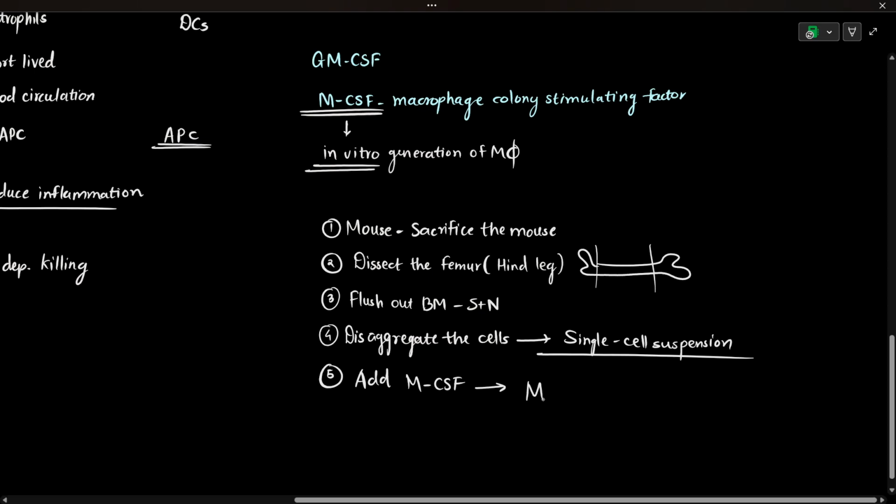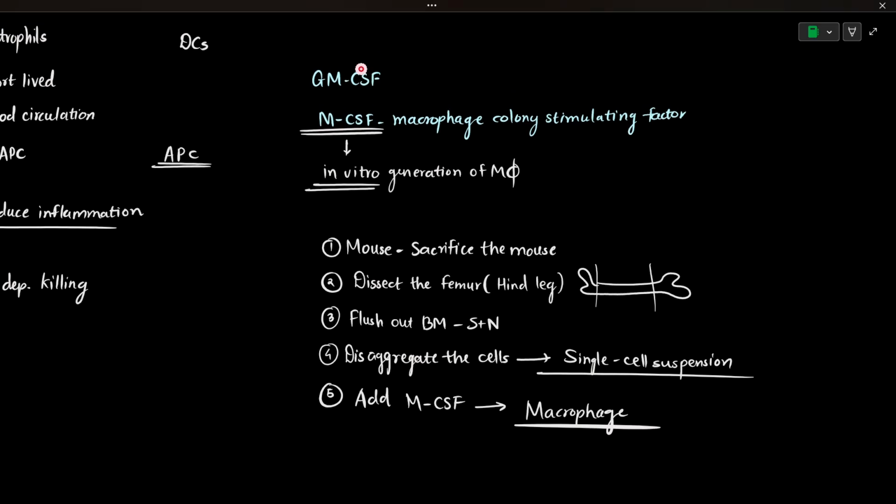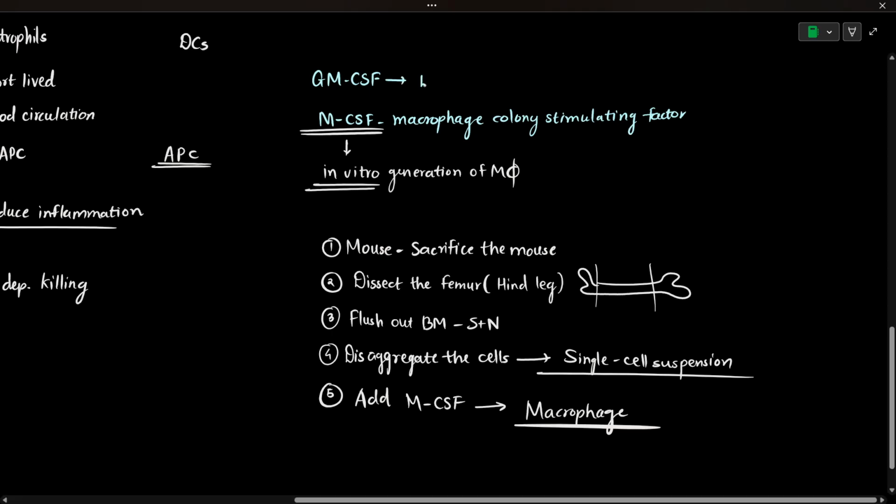this cell suspension for a few days, let's say for 10 days, and then we are going to get the macrophages. So this is how, with the use of bone marrow and those factors, we generate them in in vitro conditions. Whereas the granulocyte macrophage colony stimulating factor is the one which will be helpful for the in vitro generation of dendritic cells.